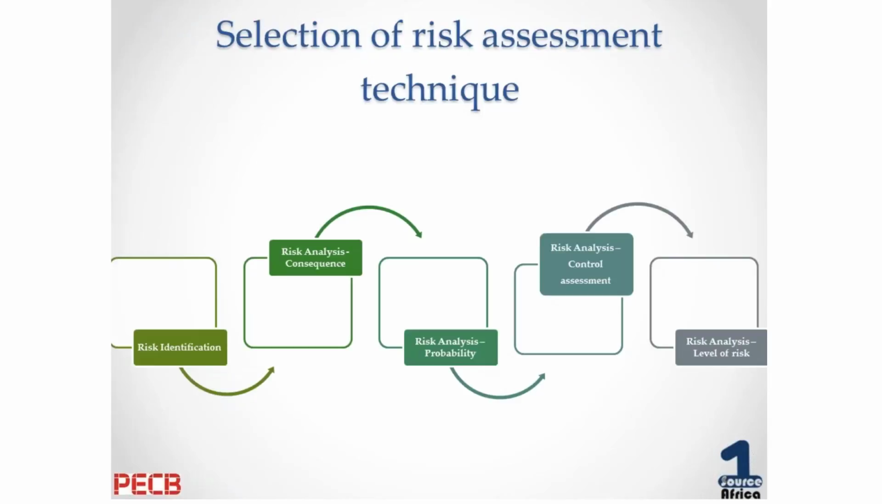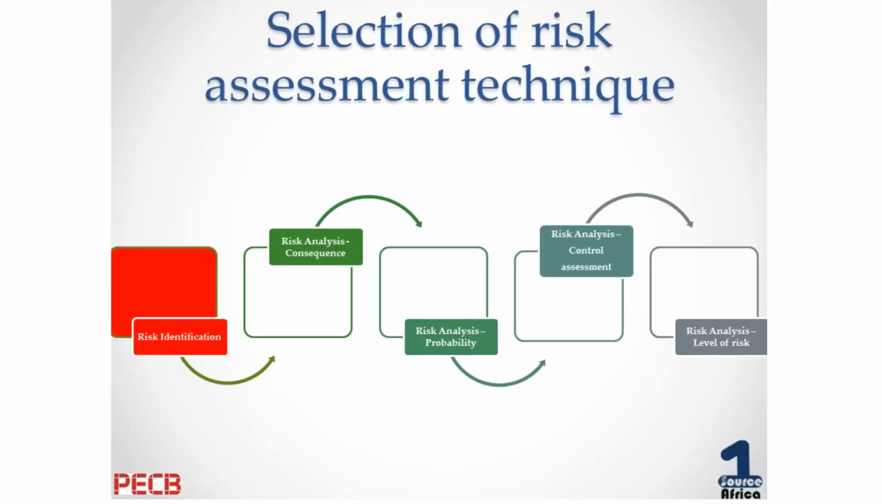So the selection of a risk assessment technique starts off to try and identify the risk, which is step one. Our next step is a risk analysis to try and identify the consequence of risk. The next step, risk analysis, the probability of this risk occurring. And then the risk part of the risk analysis is the control assessment, where we have a look at the controls. And then lastly, to try and determine the level of risk, meaning try and put some logical rating to the risk so that we can identify if the risk is acceptable or not.